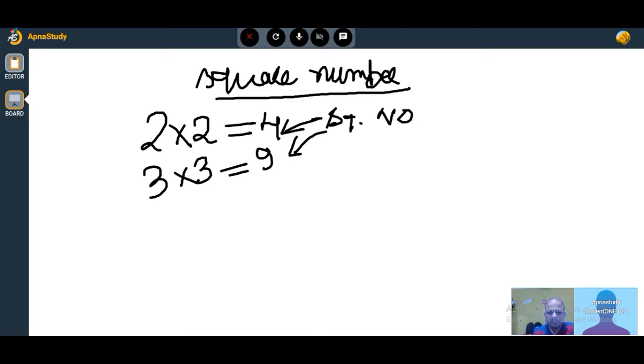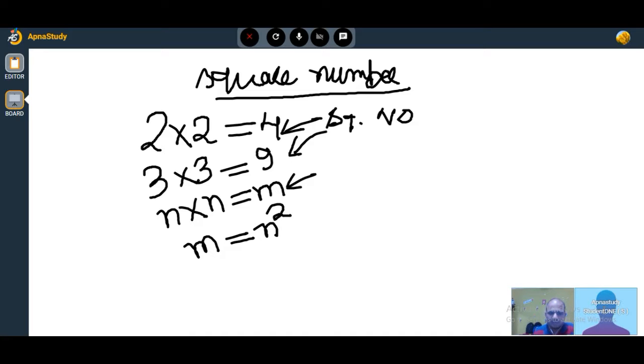If I generalize my definition, suppose my number is n, and if I multiply it with n itself, we get m. So m will be a square number, and we can also say that m is equal to n to the power 2. We get 2 if we follow the law of exponents: we just add the powers. Let's give this as equation number 1.